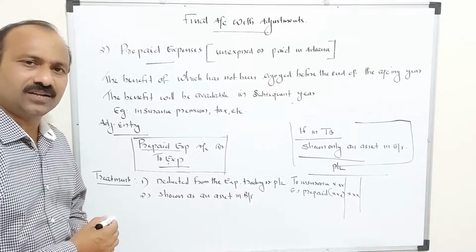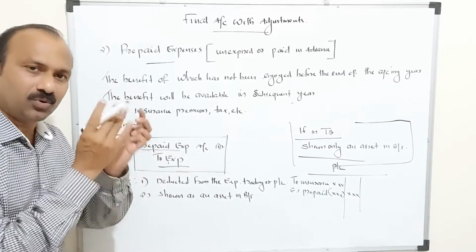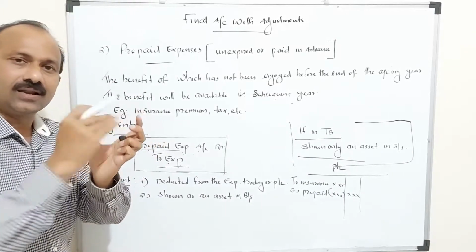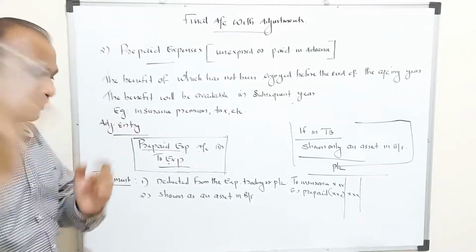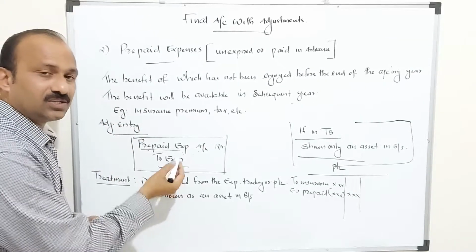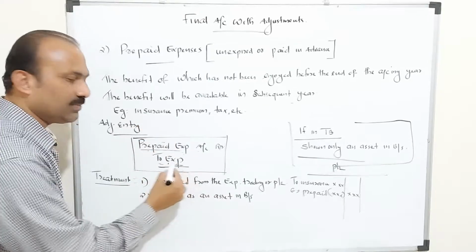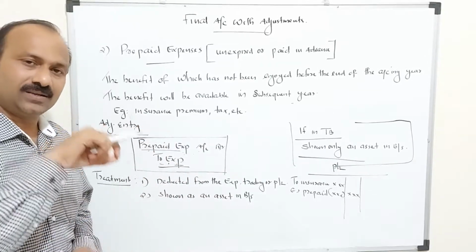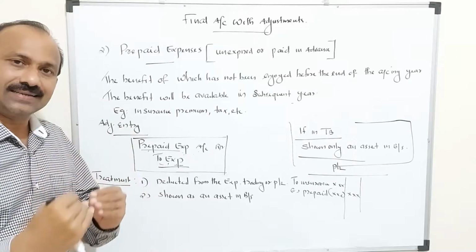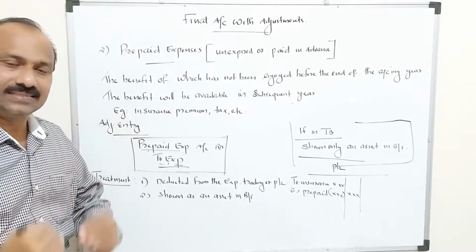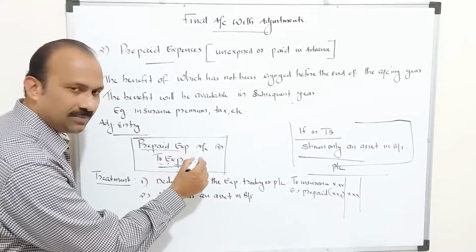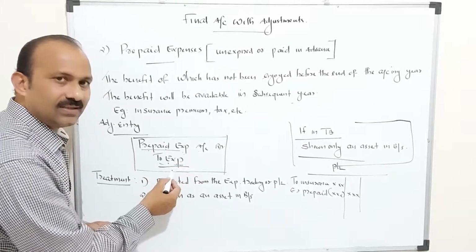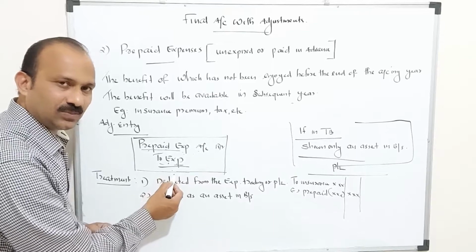Why is expense credited? Because your rent is reducing. Some portion of the rent is related to the next year. So you minus. Instead of minus, you can show the expense will be credited. Expense credit means expense is decreasing. So prepaid expense is an asset. That is why it is debited. Expense is reducing. That is why expense is credited.